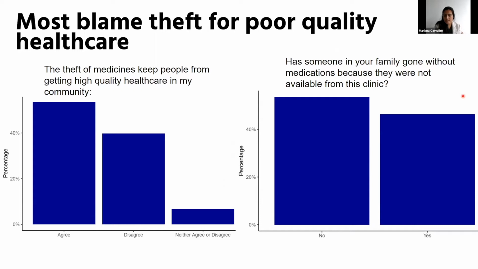These numbers are validated by estimates. For example, there's one study by Global Fund that estimates that 70% of all clinics have stockouts in Malawi. So this corroborates what we are seeing here. Next.